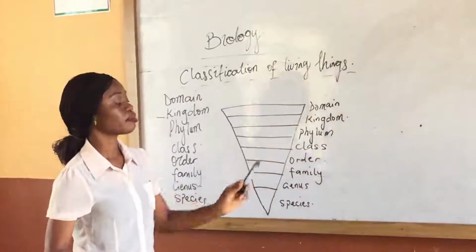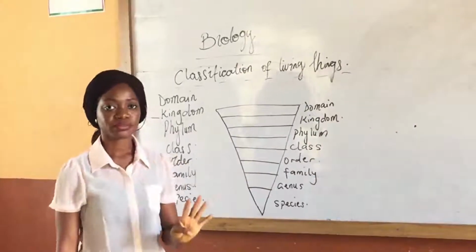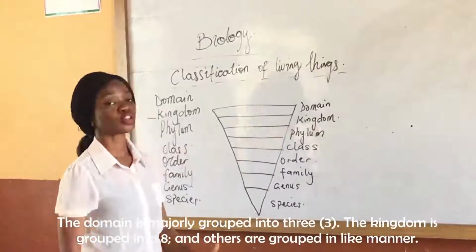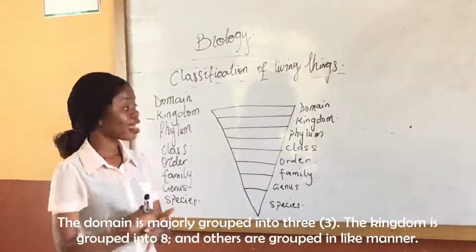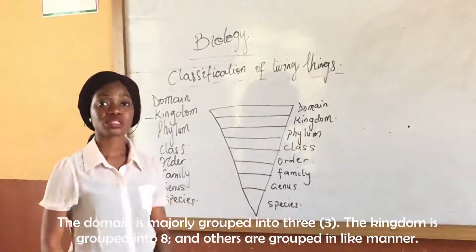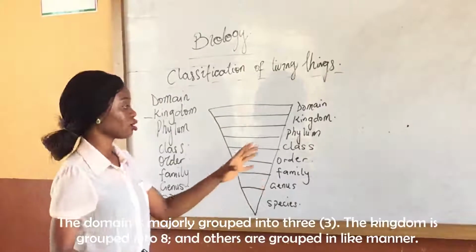So the domain majorly is grouped into 3. The kingdoms are grouped into 8. We have 8 kingdoms, and then it goes on and on.